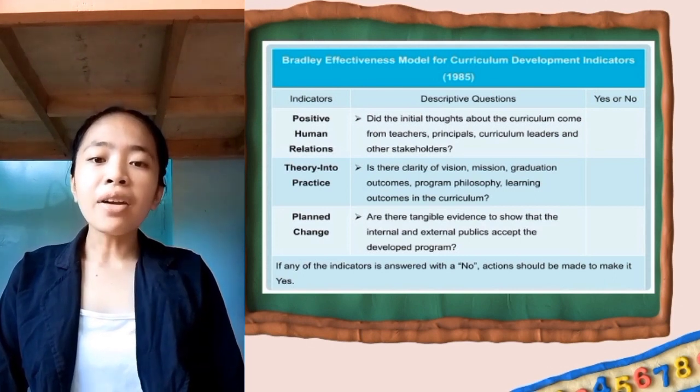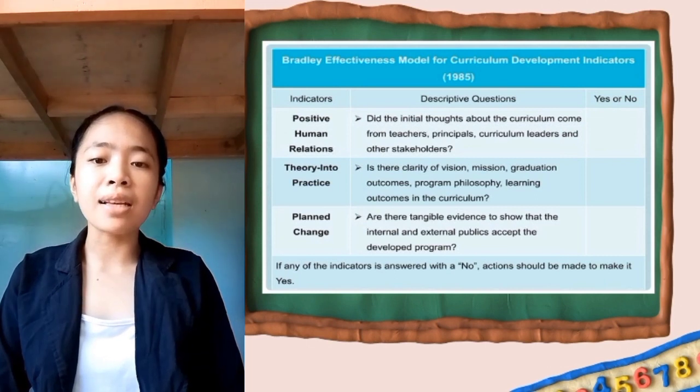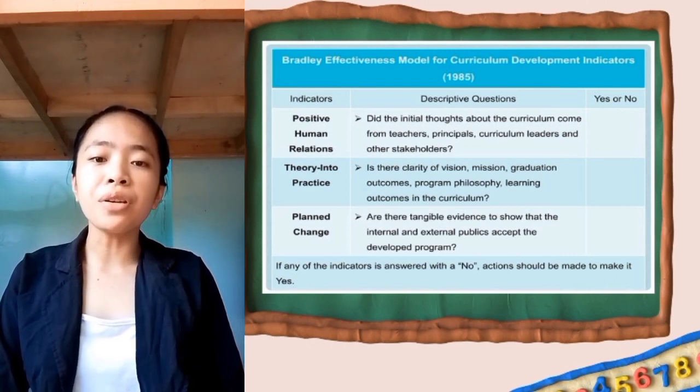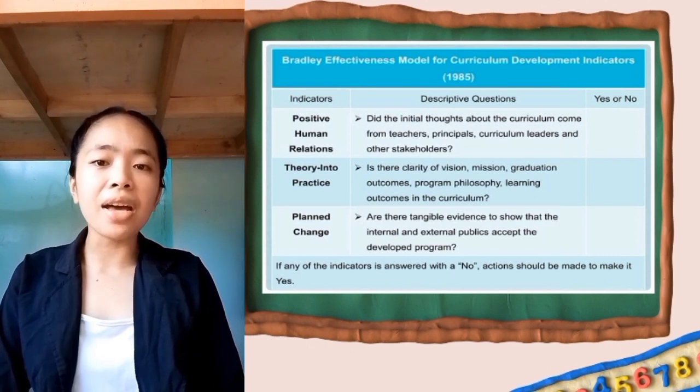Plan change. Are there tangible evidence to show that the internal and external publics accept the developed program? My answer for this is yes, because plan change in curriculum evaluation refers to a deliberate and intentional effort to make changes to the curriculum based on the results of a systematic evaluation process. Plan change is an important aspect of curriculum evaluation because it allows educators to improve the curriculum by addressing areas of weakness and building on areas of strength.